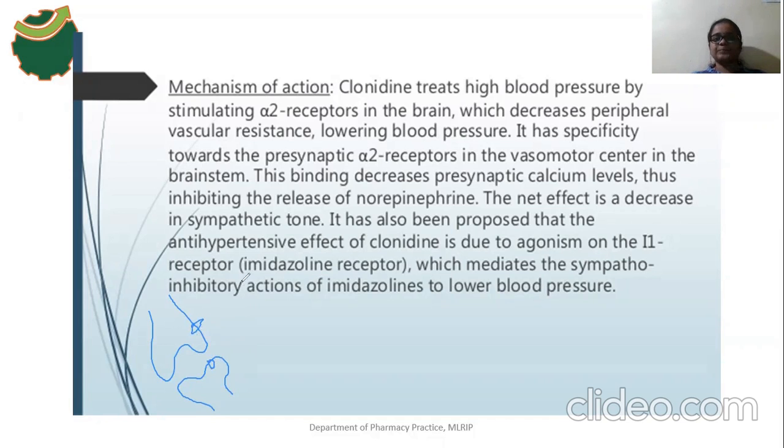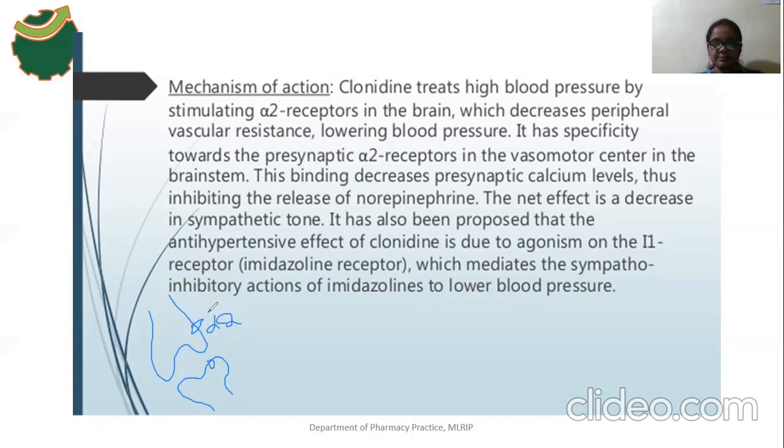Okay, so in this case the clonidine drug is an alpha 2 agonist. This clonidine drug decreases the sympathetic outflow, and it is used for the treatment of high blood pressure, because clonidine decreases the peripheral vascular resistance. And one more reason is that clonidine binds with these alpha 2 receptors, which are present in the presynaptic and postsynaptic nerve terminals. Clonidine binds with the presynaptic alpha 2 receptors, especially in the vasomotor center in the brain stem.